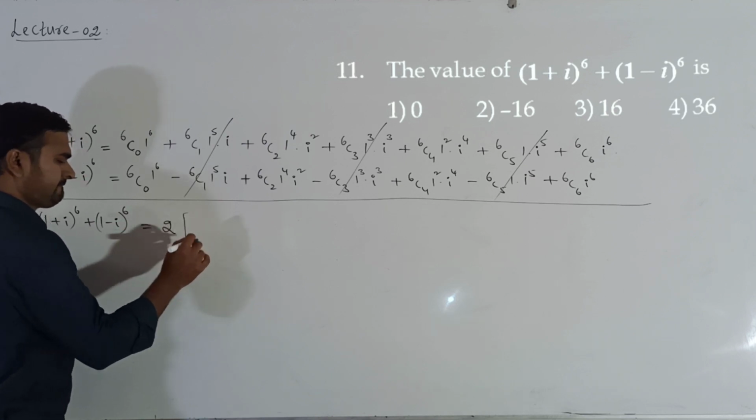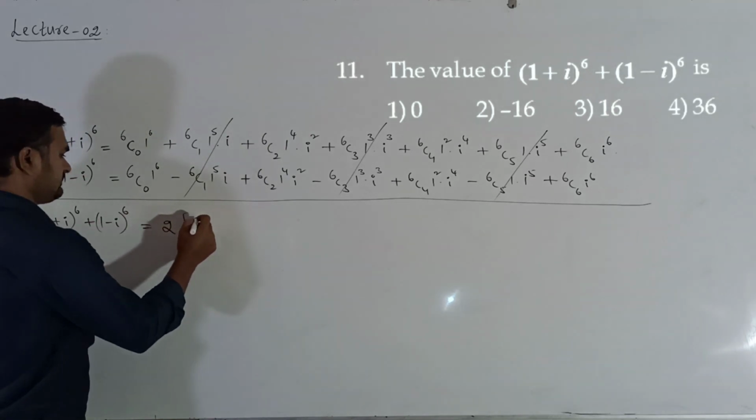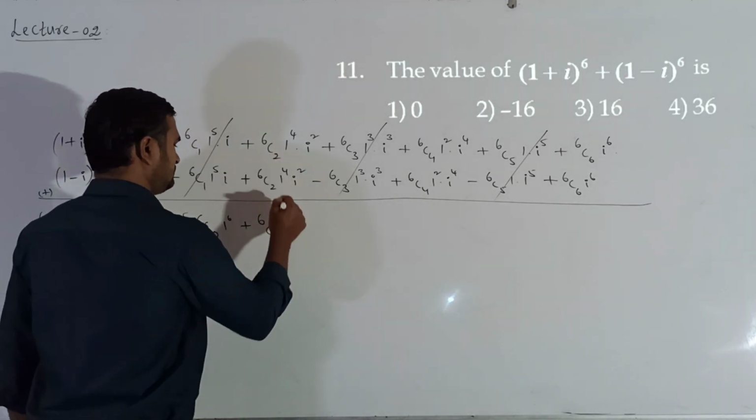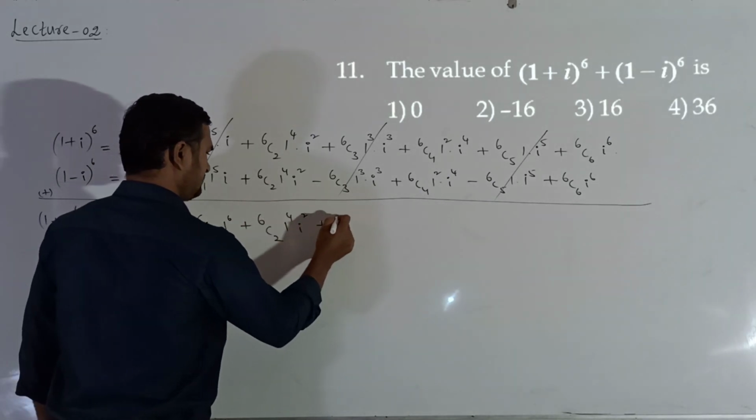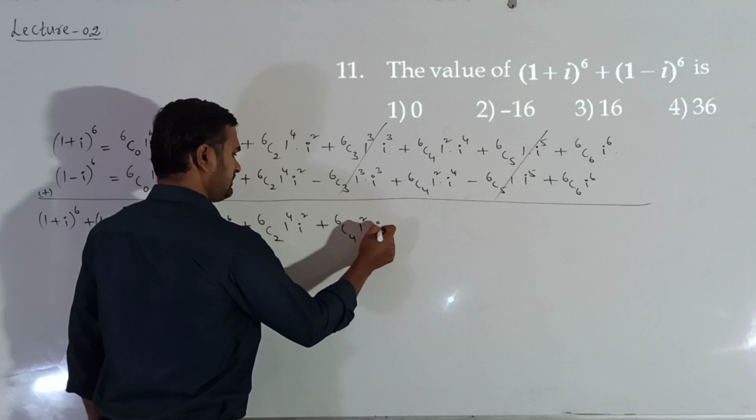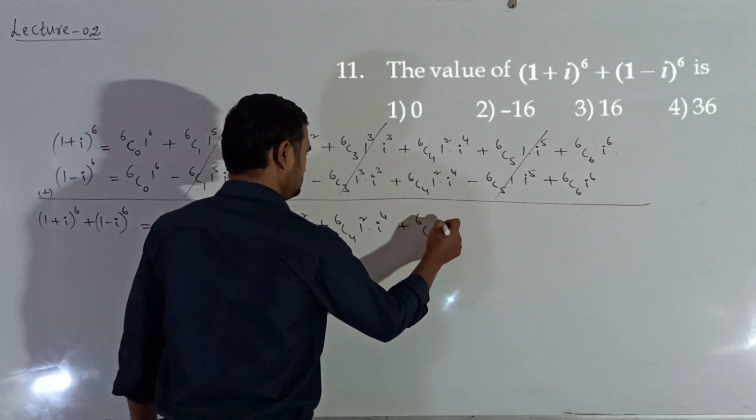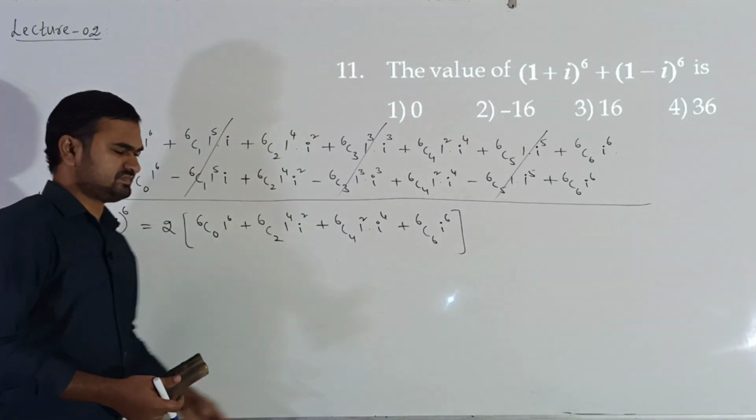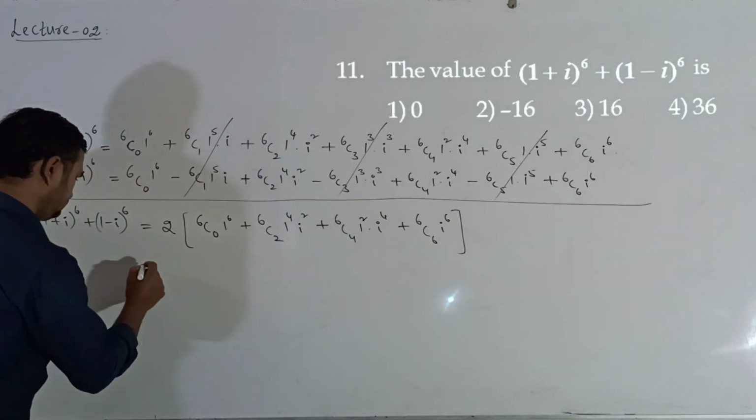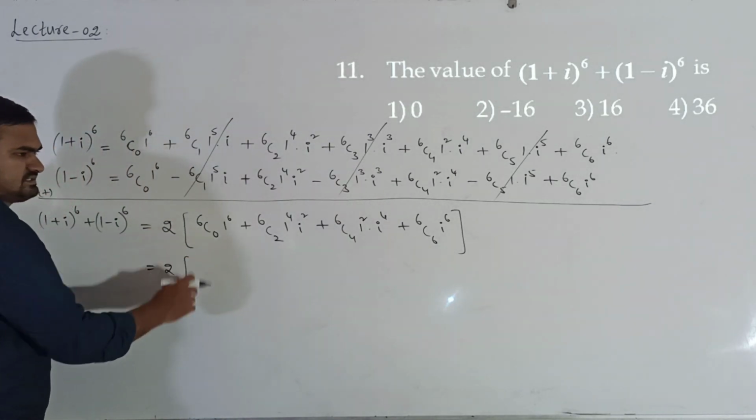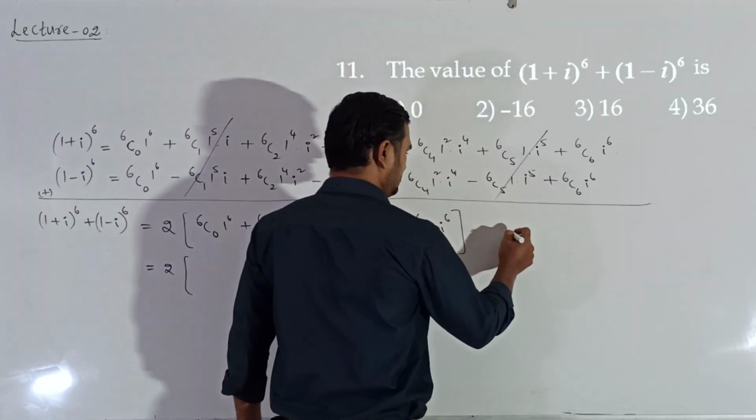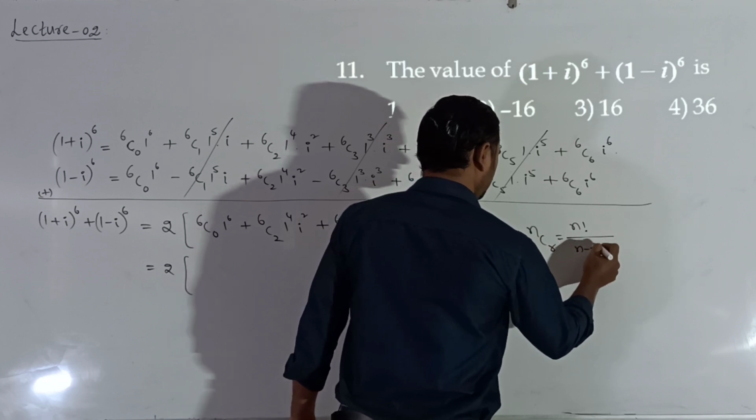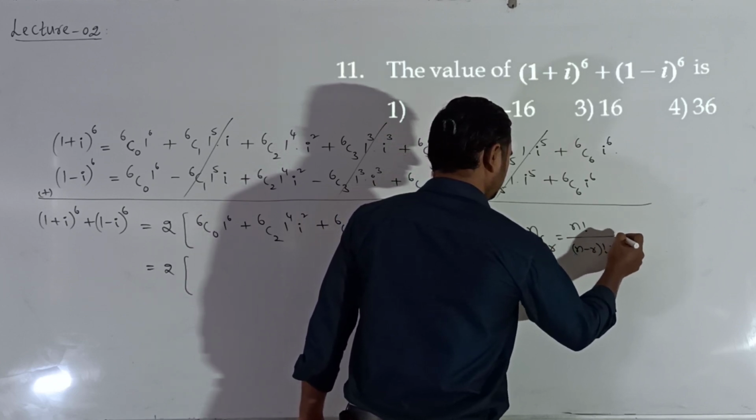I will take that 2 common. So what we get is 2 times [6C0 1^6 + 6C2 1^4 i^2 + 6C4 1^2 i^4 + 6C6 i^6]. Now we have to simplify this value, understand? So 2 into the 6C0 value. Using that nCr formula, nCr is n factorial divided by (n minus r) factorial into r factorial.